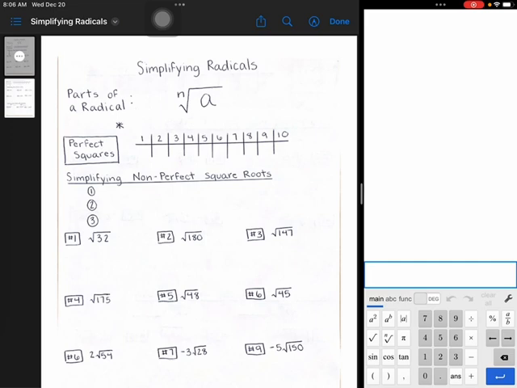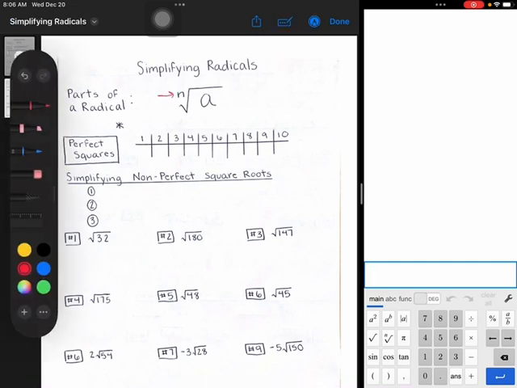a radical. So this is what we call the index. And that just is a number that changes. So if there's no number there, then we assume it's a 2. But if it's a 3, that means we're looking for the cube root. If it's a 4, we're looking for the 4th root.